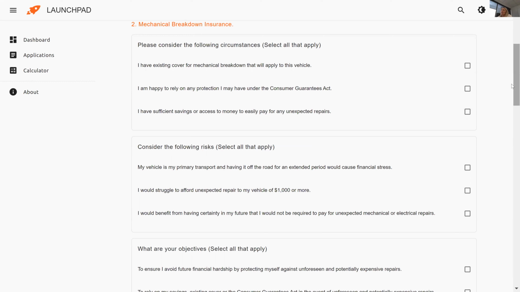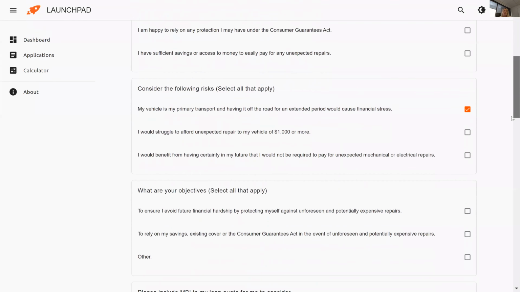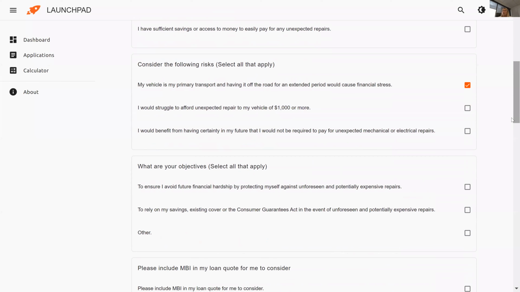So we're going to go through these and basically see whether the customer wants to have the mechanical breakdown policy, or whether they might be a mechanic, so they may not want to have this policy. They may find themselves not suited to one. Consider the following risks. My vehicle is my primary transport, and having it off the road for an extended period will cause me financial stress. If that's the case, it's probably suitable that they do have mechanical breakdown insurance.